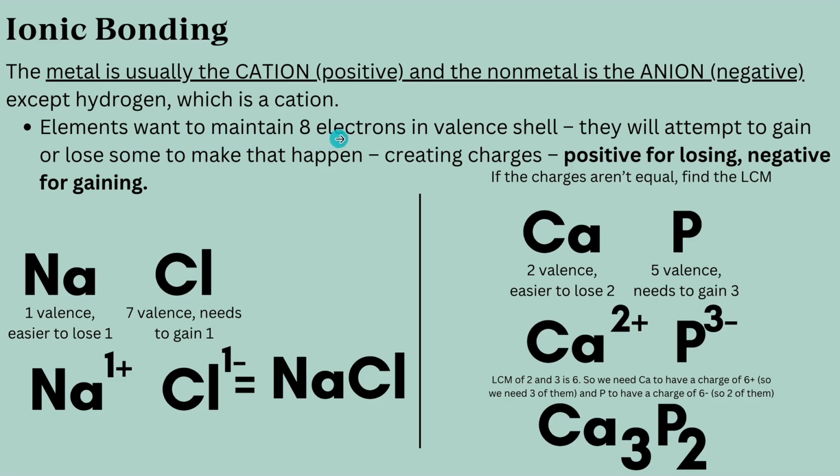Elements want to maintain 8 electrons in their shell. This is what we talked about earlier. It's called the octet rule. They will attempt to gain or lose some to make that happen, creating charges.